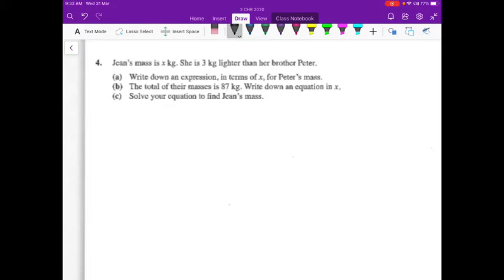Jean's mass is X. She is 3 kg lighter than her brother Peter. So find Peter's mass in terms of X. Yeah, just X plus 3, right? Peter is X plus 3 kilograms. That's all.